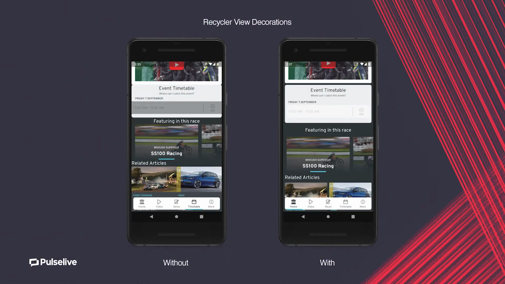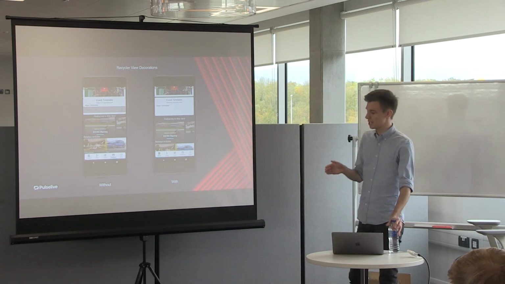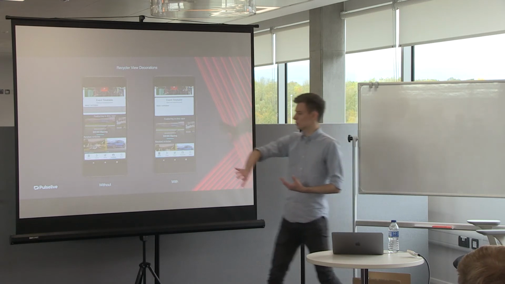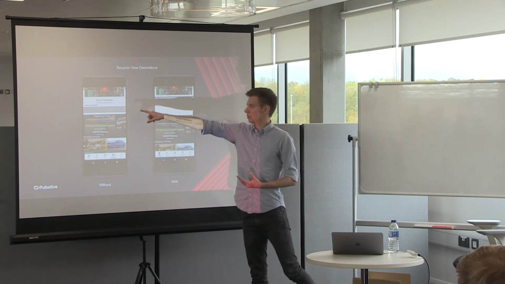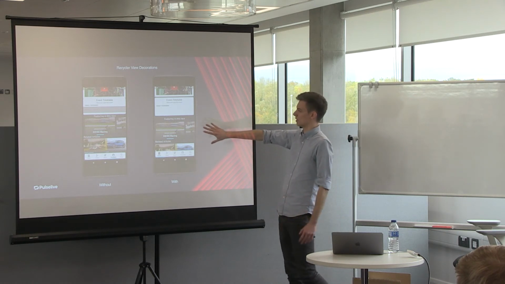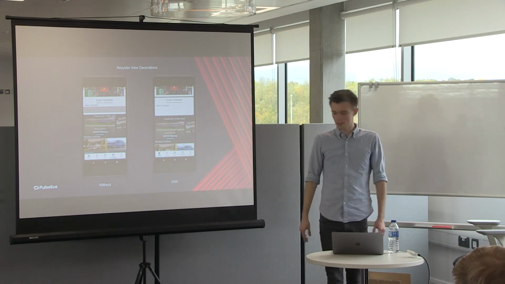This is Goodwood. This is a motorsport app. There's not a lot of painting going on here. Goodwood has multiple events a year that need to be themed differently, so the timetable may look different. With no recycler decorations on the left, the timetable is just grayed out. In this particular theme for this particular event, with the decorations, it's a light grey. Again, the contrast isn't shown nicely there.